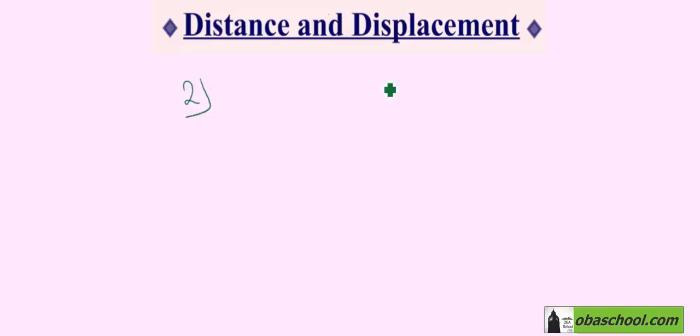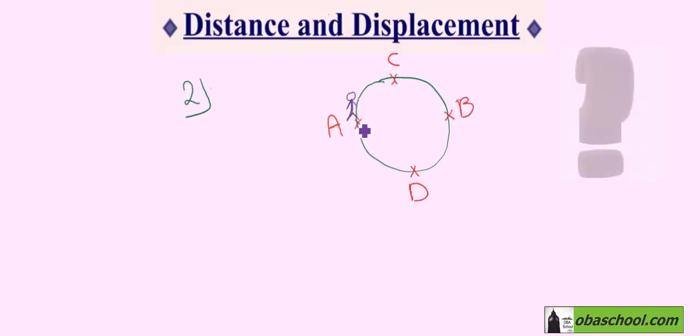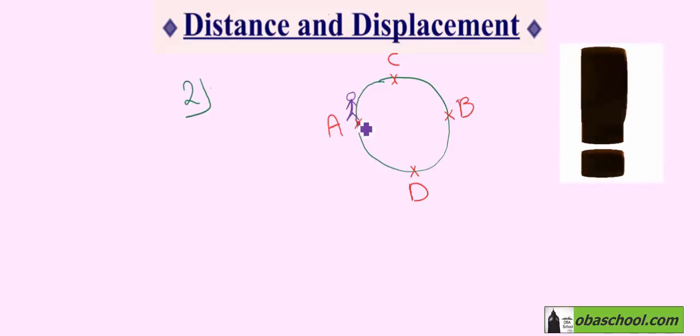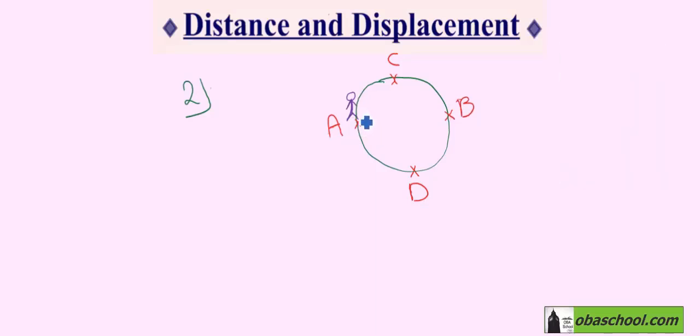Second example, draw a circle and plot 4 points on it, then name the points as follows: A, B, C, and D. Now let's say there's a person at point A that wants to move to B. What path will he take? The first path he could take is from A to C and then from C to B, or he can move from A to D and then D to B. This line represents the distance, and another path you can take is directly from A to B. And this line represents the displacement.